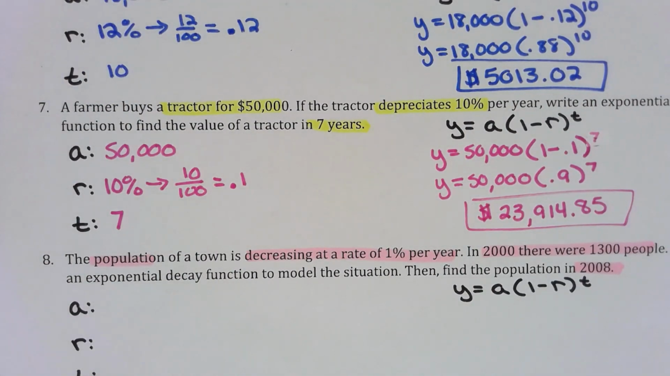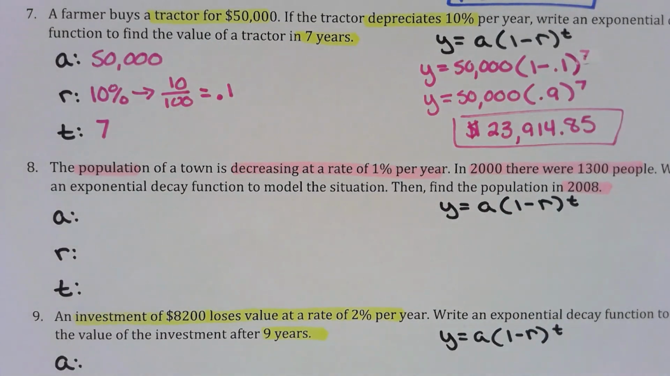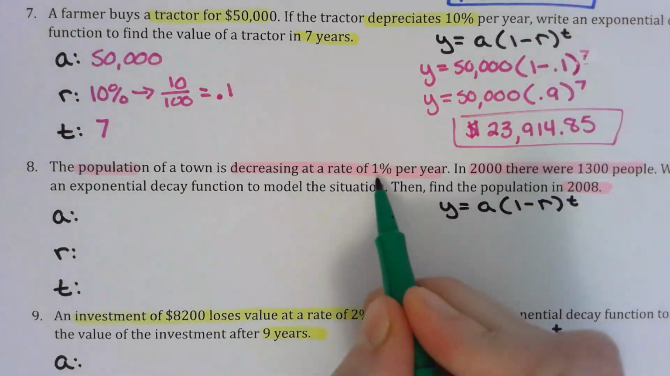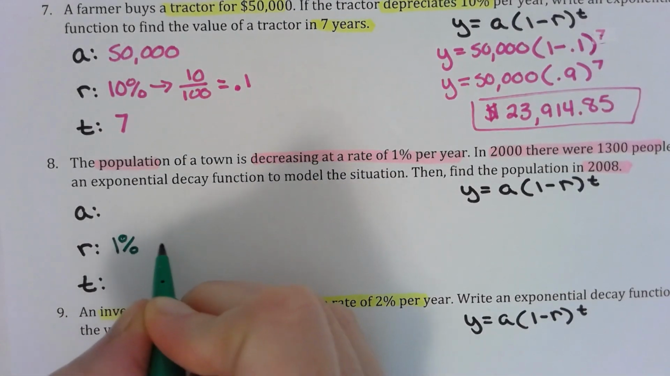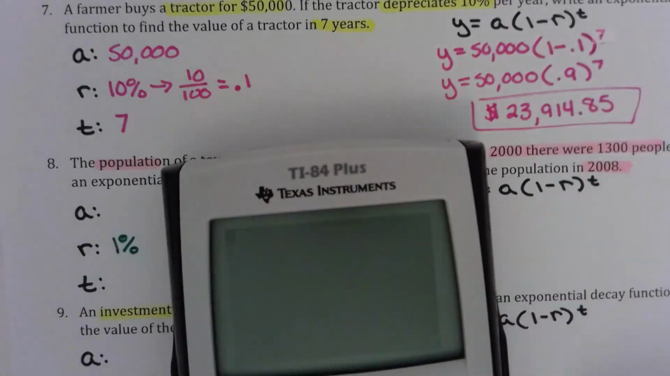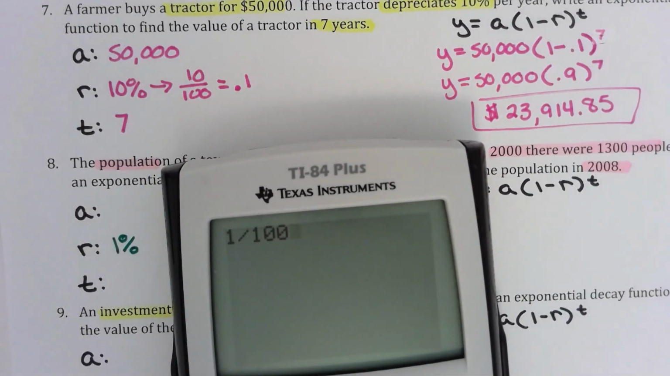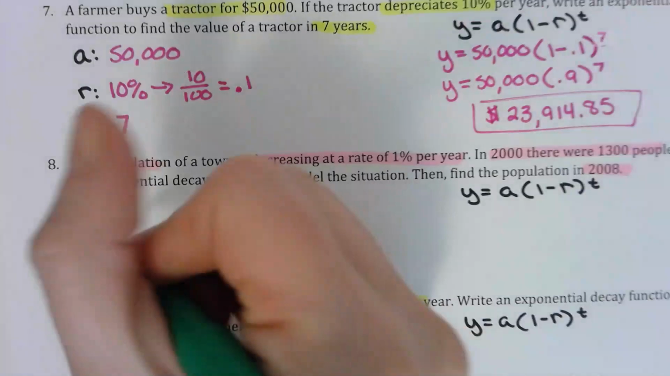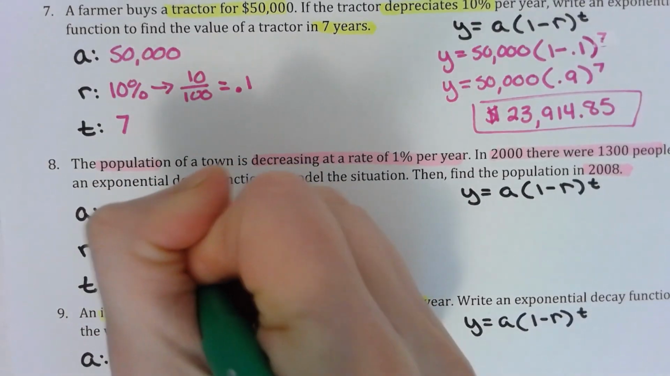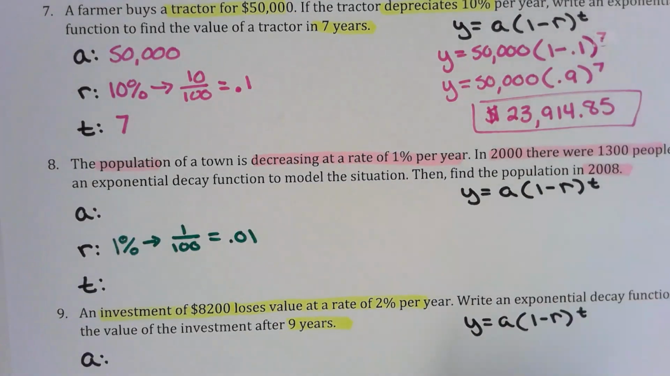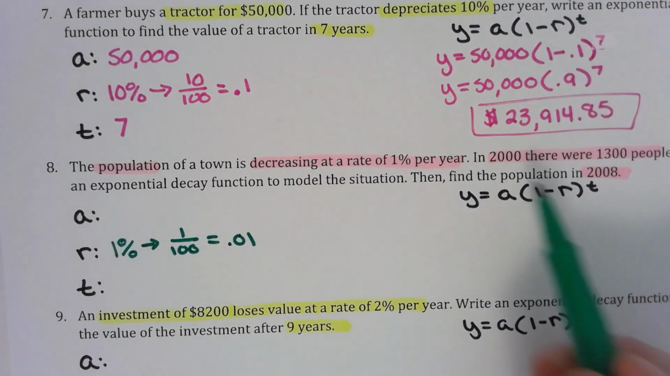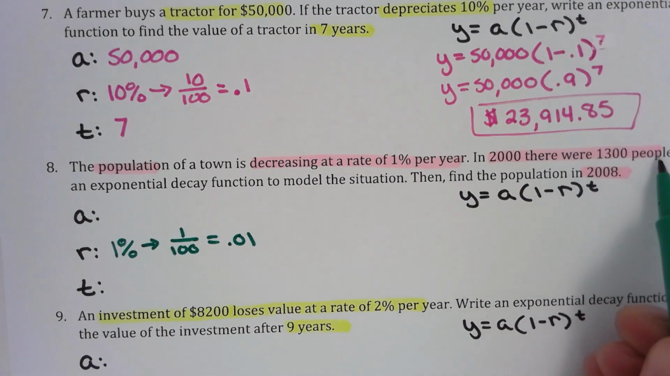Number 8. The population of a town is decreasing at a rate of 1% per year. Okay, so my rate was 1%. They mentioned that first. Make sure that you are very careful about this. 1 divided by 100 is 0.01. And t talks about time. Well, they said that in 2000, there were 1,300 people.